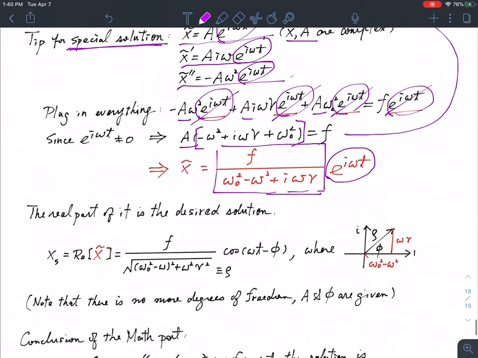But as we discussed, we only need to take the real part, and that will be the desired solution for the real differential equation. So you take the real part of this, and you need to be careful because this is a product of two complex numbers.